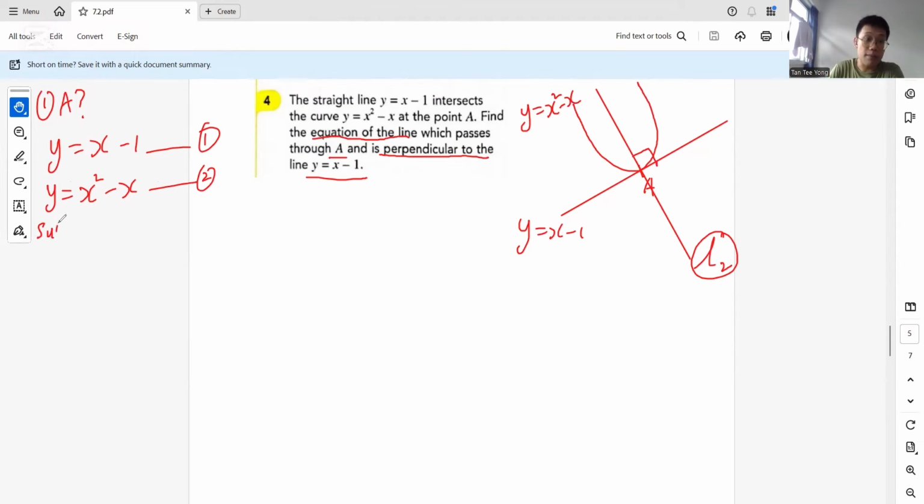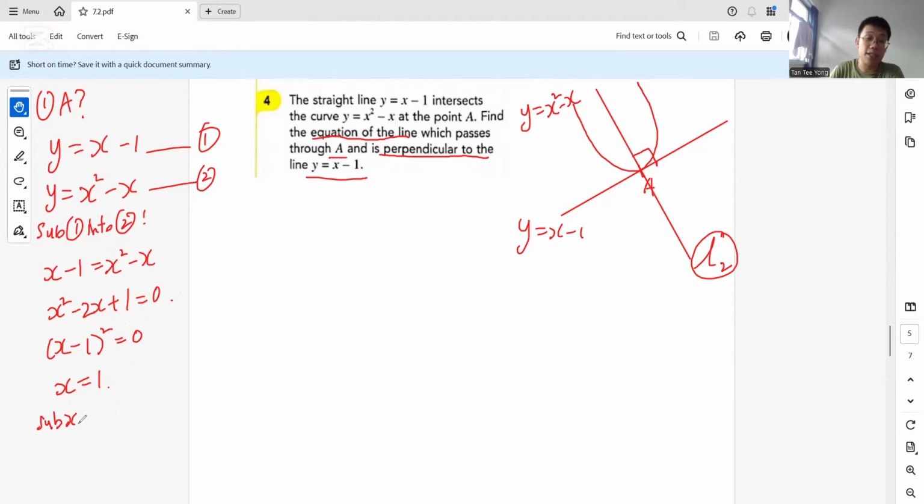So I'm going to sub 1 into 2. So x minus 1 equals x squared minus x, so x squared minus 2x plus 1 equals 0. And then I can factorize it to become this. And therefore my x is equal to 1. So I have x equals 1 already.